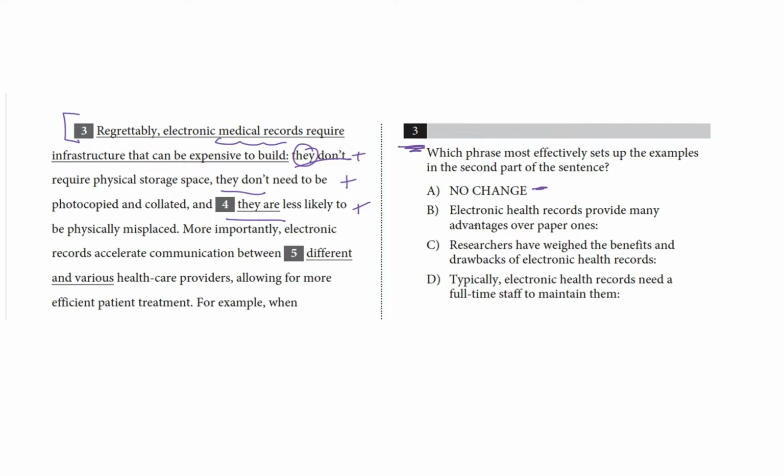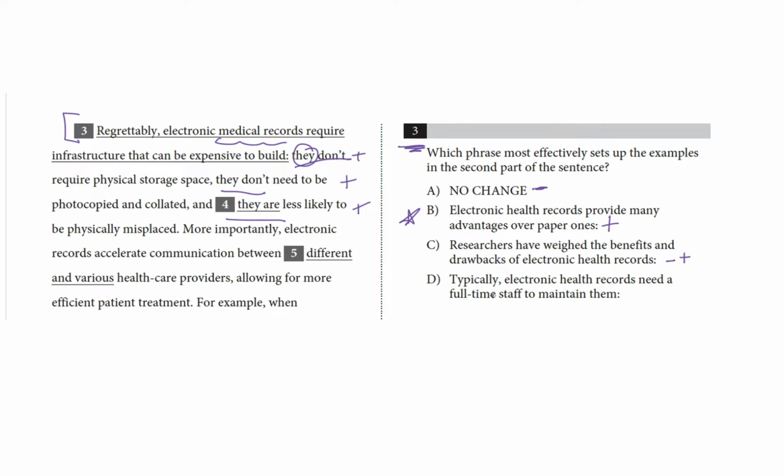Choice B, electronic health records provide many advantages over paper ones. That's positive. I bet this is our answer. Choice C, researchers have weighed the benefits and drawbacks of electronic health records. Well, that's both negative and positive at the same time. So that doesn't set up our list of positive examples.